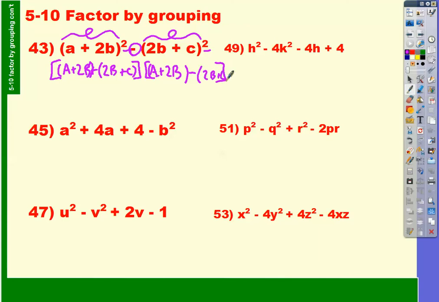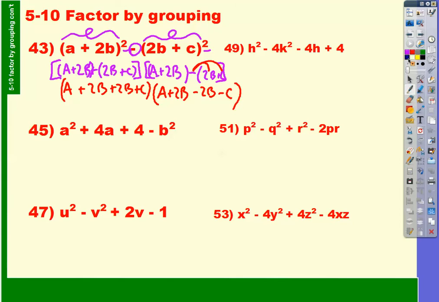Well, at this point, we need to simplify. We have a positive, so when you multiply a positive times anything, you just get the other thing. So over here we get a plus 2b plus 2b plus c. Over here, a negative times positive 2b is negative 2b. A negative times positive c is negative c. And then we have a plus 2b minus 2b minus c.